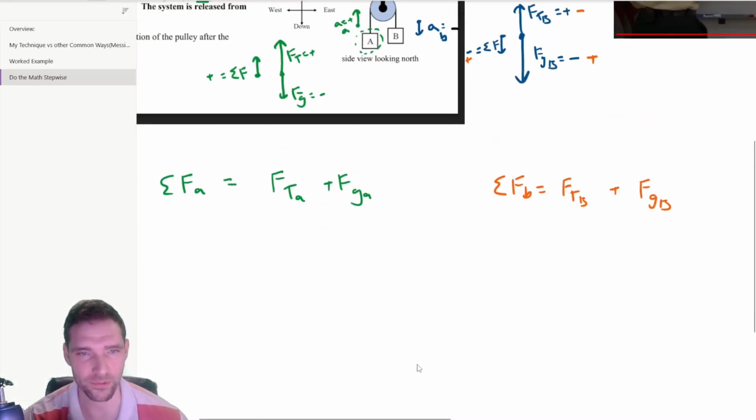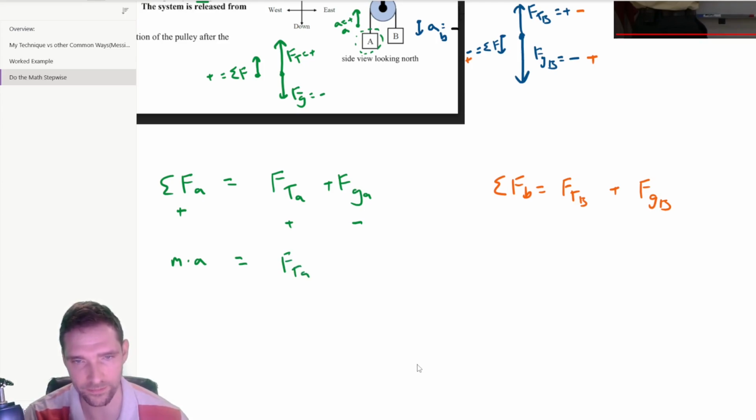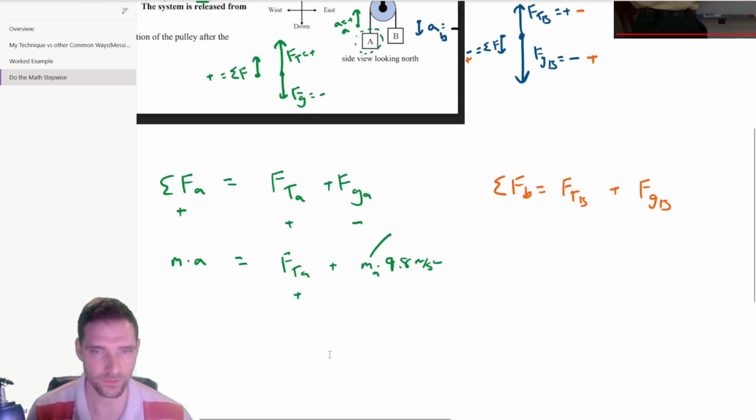So I'm just trying to wrap my brain around what the signs of these would be, because there would be like an M times an A, and then this, I think that's just going to be the FTA, which has a positive value. And then we're going to be adding to that this should have a negative value, so it's going to be the M times the 9.8 meters per second squared. But I believe we have the mass of A, which was 2, I want to say. Yeah, it was 2 kilograms.